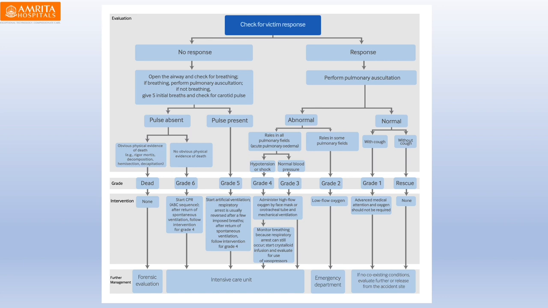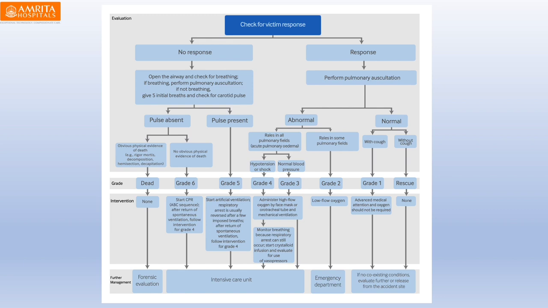If pulse is absent and there is obvious physical evidence of death, rigor mortis, everything is there, that's it, forensic evaluation. If there is no pulse but no obvious physical evidence of death, it is grade 6. So start CPR as per the guidelines, whatever is recommended, the ABC sequence. And if there is pulse present, that is no response with pulse present, it is grade 5. Start artificial ventilation, endotracheal intubation, management of airway and breathing, and shift the victim to the intensive care unit.